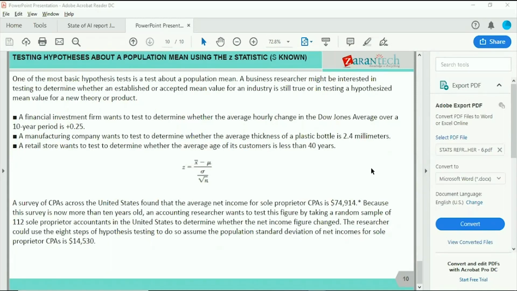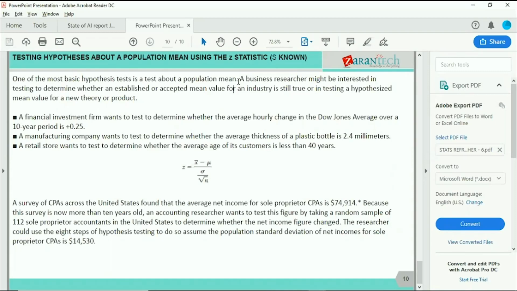Okay. So now testing hypothesis about a population mean using the Z statistic. And I think the Z statistic we have used quite a few times, right? One of the most basic hypothesis tests is the test about the population mean. So probably all the questions that we have done till now are all about the average or mean or something like that, right?